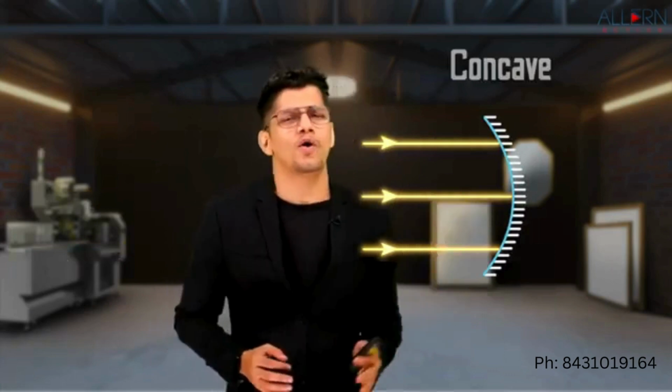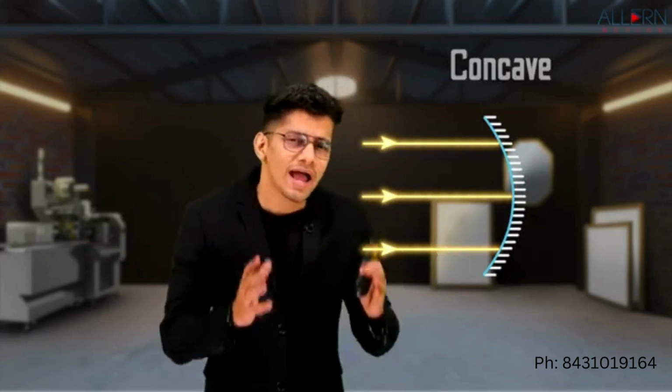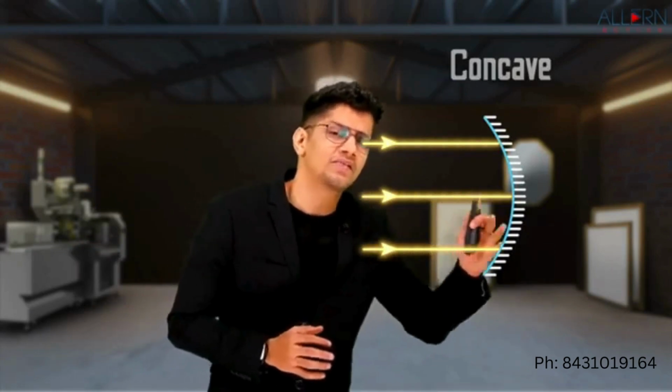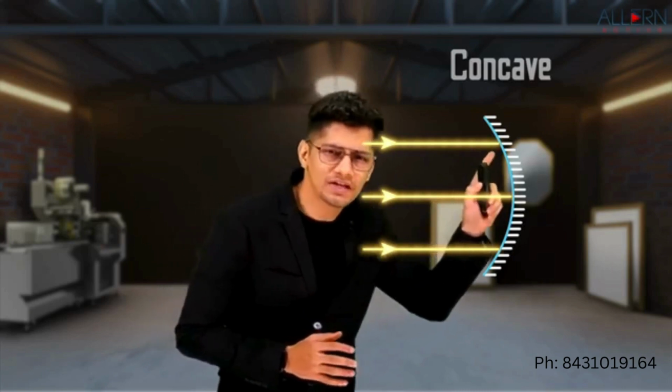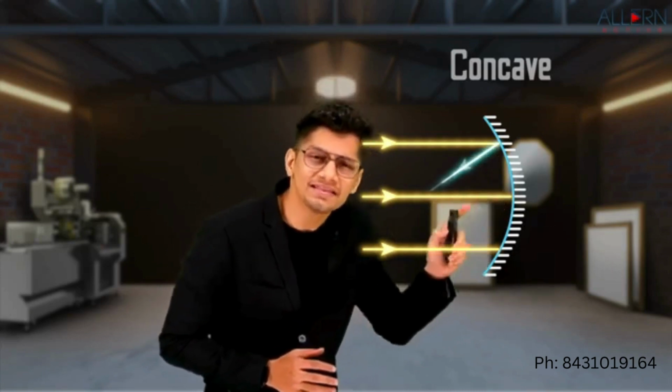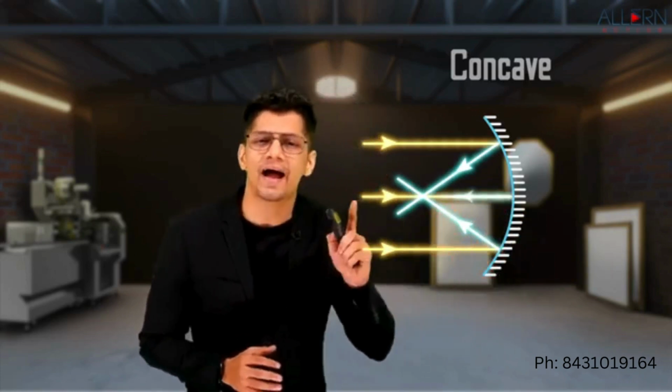Similarly, we'll incident some parallel rays of light on a concave mirror. Now, as you can see, we are incident parallel rays of light. This particular ray of light will get reflected in the downward direction, this ray in the upward direction, and this particular ray will get reflected back.